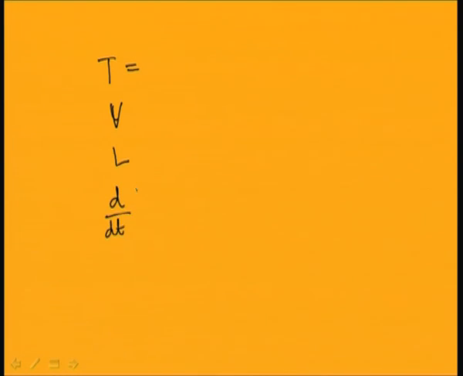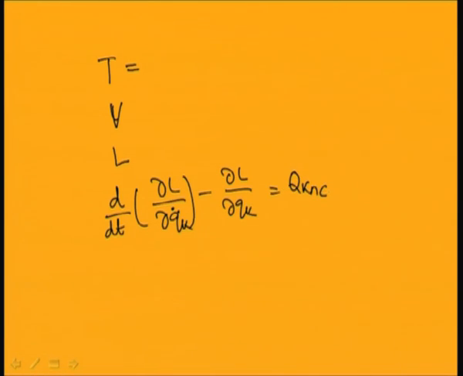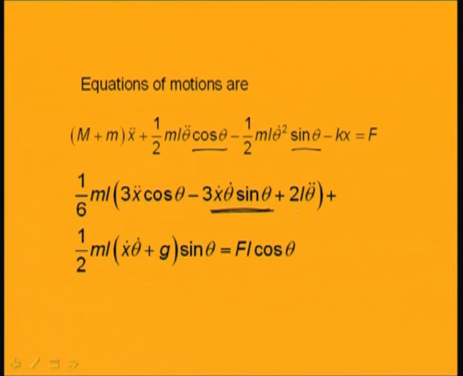So, d by dt of del L by del qk dot minus del L by del qk equal to qk nc. By using this equation you can find the equation of motion in this case. So, you will get the same equation whatever you have got here by using the extended Hamilton principle.